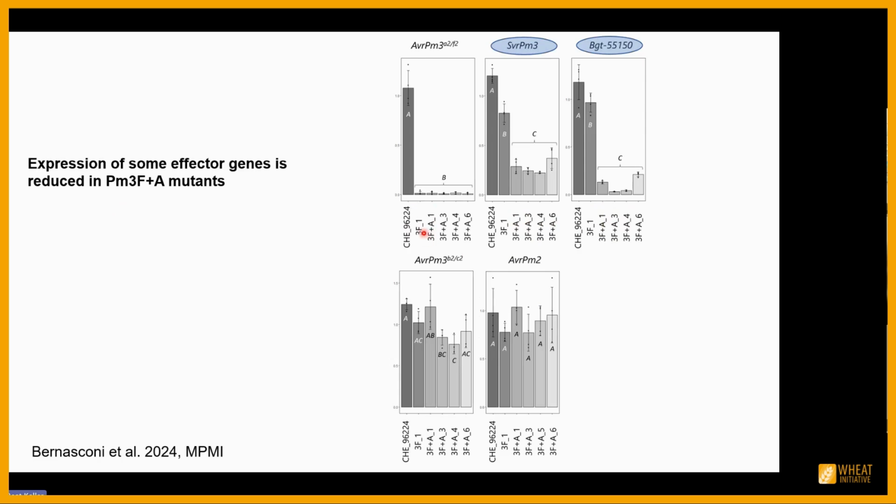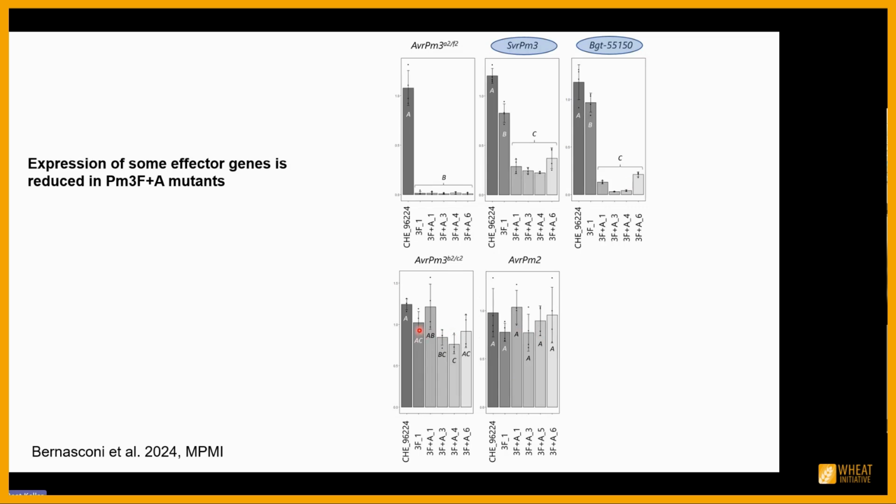And when we then looked in a bit more detail at what these double mutants would actually reveal, we found that, of course, they didn't express AVR PM3AF, the known effector, because we had a deletion after the first round of mutagenesis. But when we then looked at other effectors, we saw that some of them showed also much lower expression. But there were also known AVRs which were not affected.